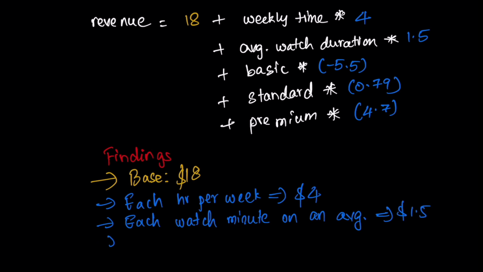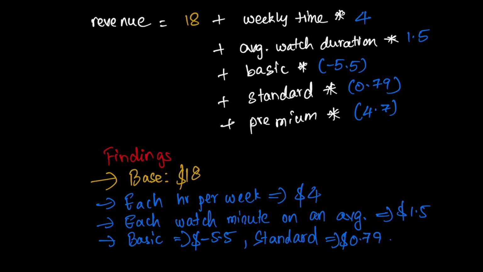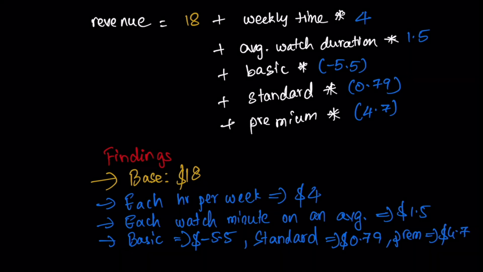Now let's look at the subscription plans. Being on the basic plan actually reduces the predicted revenue by about $5.50 compared to the baseline. The standard plan increases it slightly by about $0.8, while the premium plan adds almost $4.7. So in summary, heavier usage and higher tier plans push the revenue up, while being on the basic plan has a small negative adjustment. Understanding these weights isn't just a math exercise.